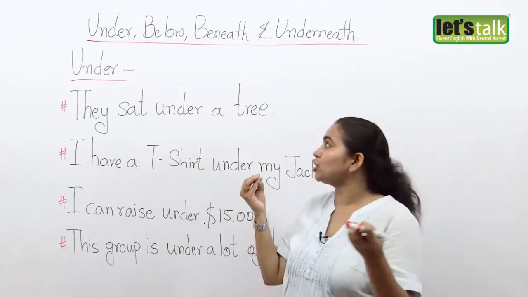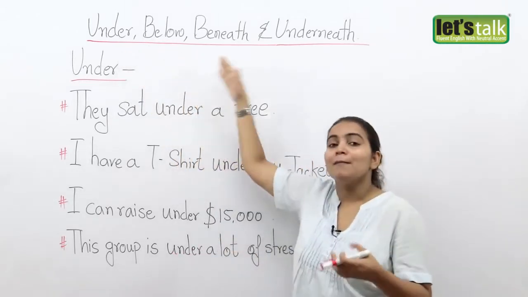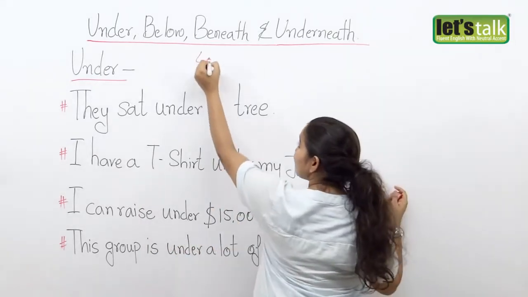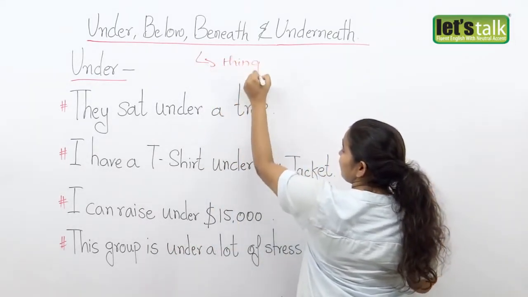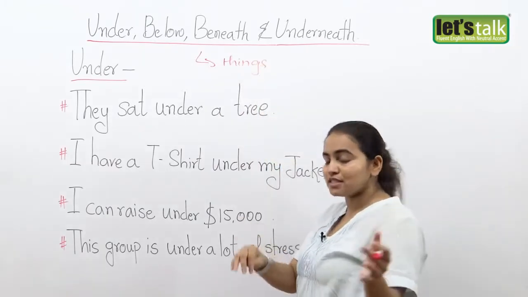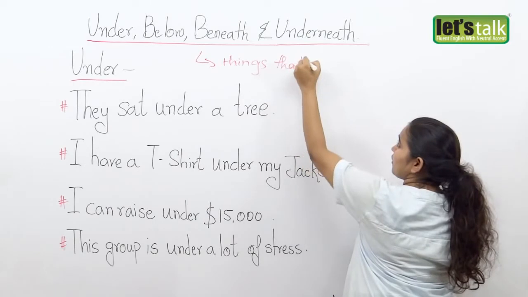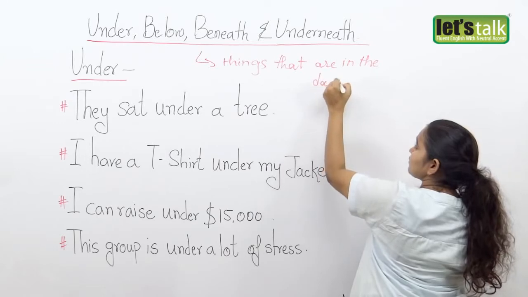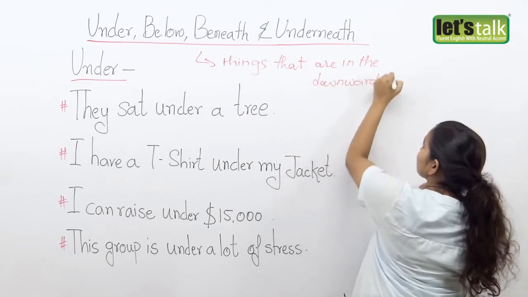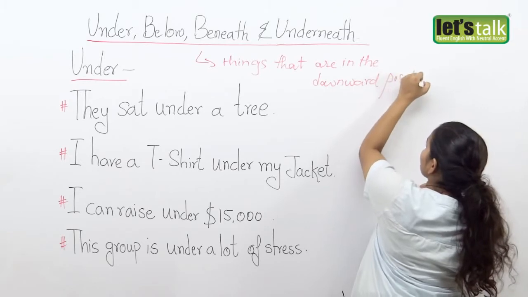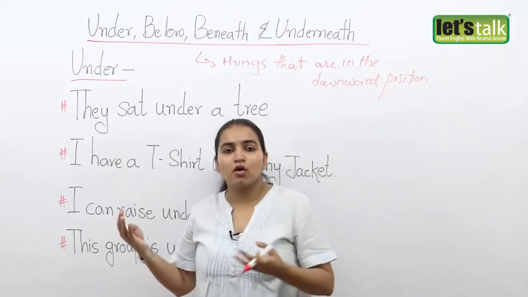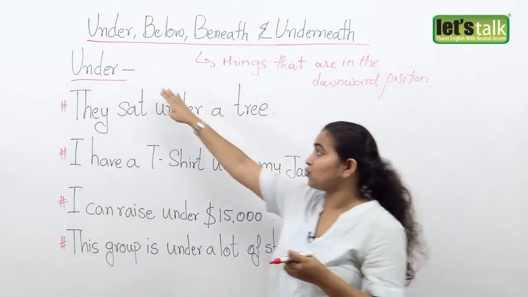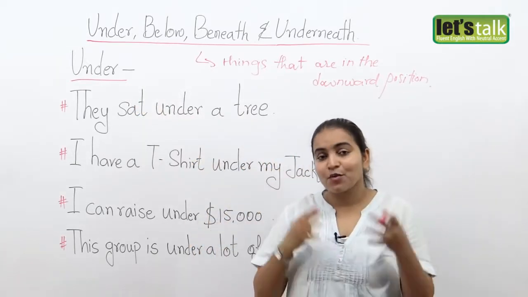When I refer to words like under, below, beneath and underneath, I am referring to things that are in a downward position. So of course, when I talk about under, below, I'm talking about anything that is down there. But let's see where we can use these words and in how many contexts we can use them.